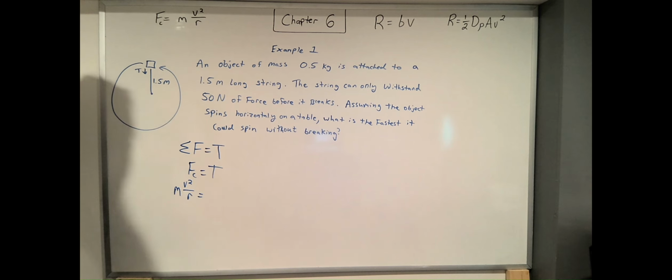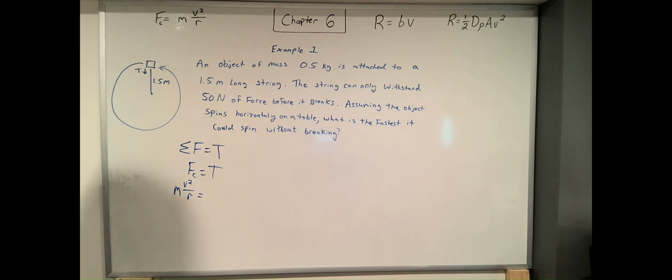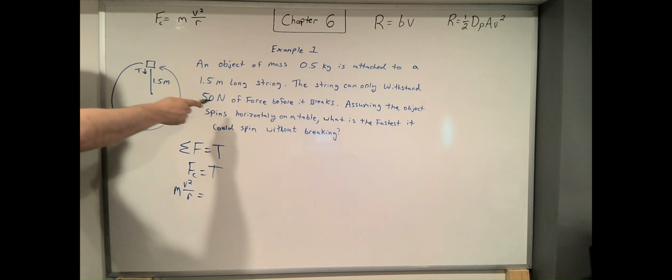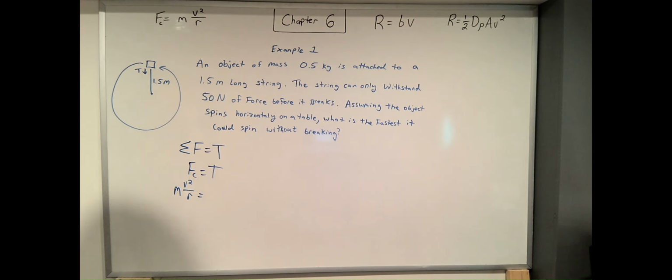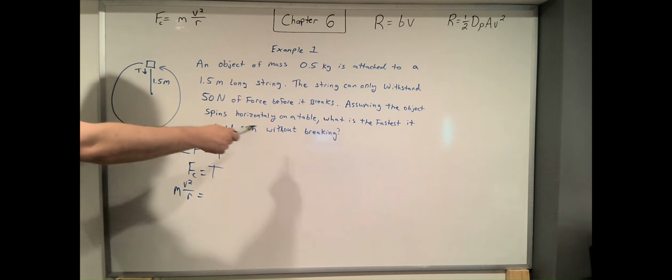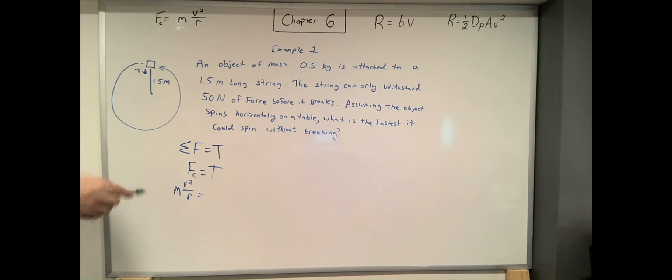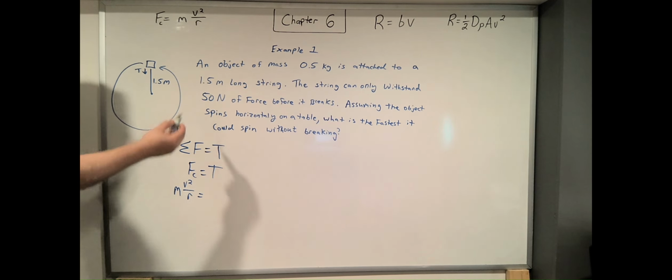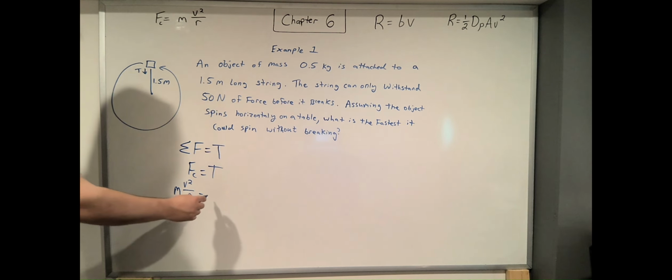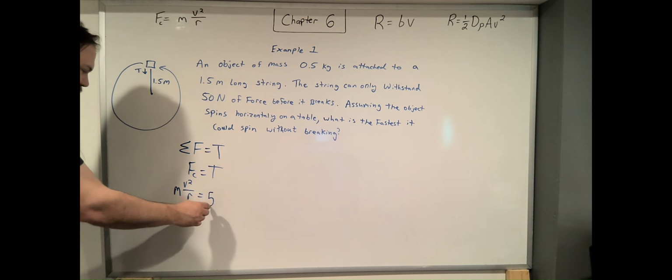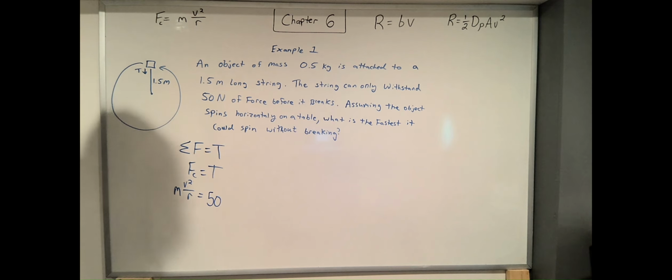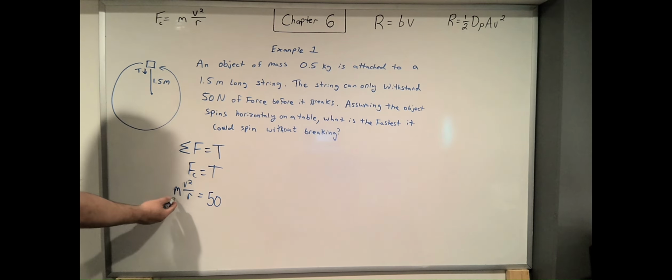And what is tension going to be equal to in this case? Well, it says it can hold a maximum of 50 newtons, and we want to know how fast it can spin without breaking. So we want to put that tension at the maximum, right? It's the tension in the string. So we want this tension to be at 50 newtons so that we can find the velocity that takes place at 50 newtons. Okay. So then we just start plugging in the rest of our information.